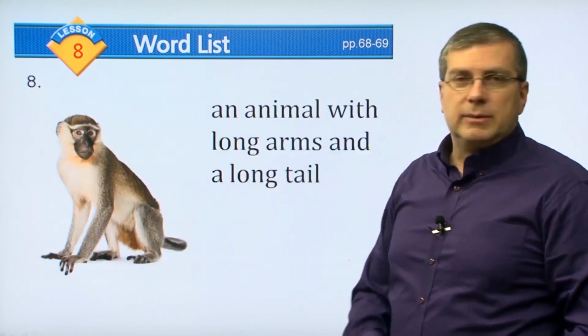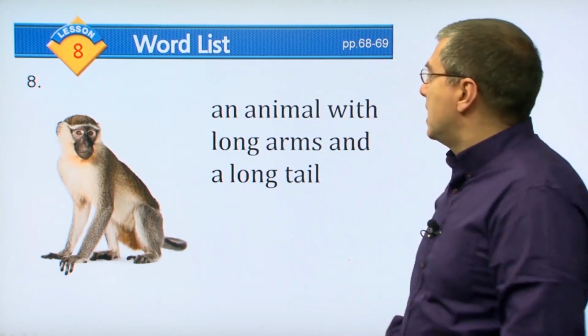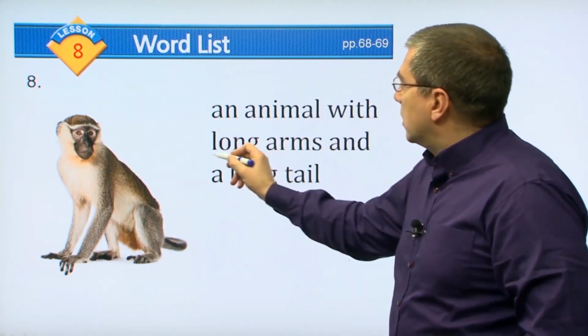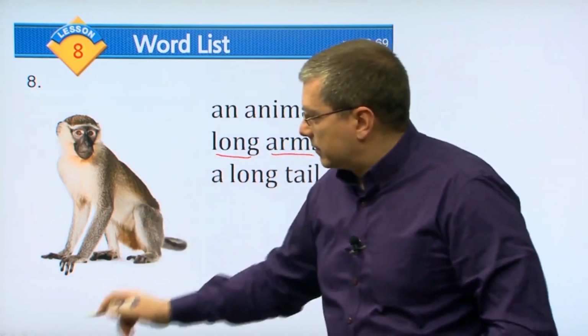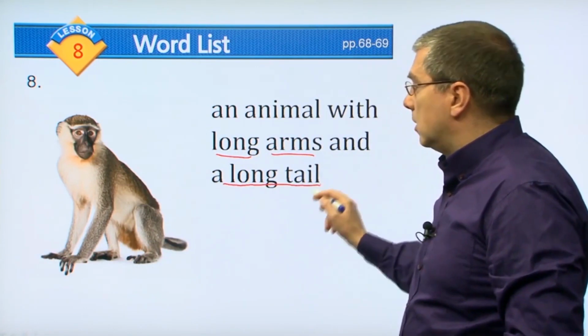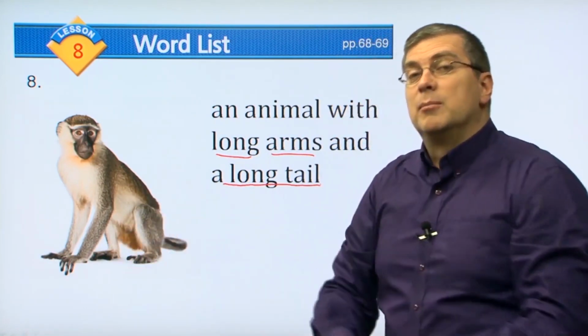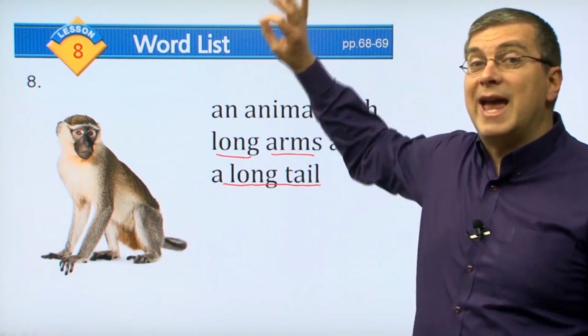What is this? We talked about this before. Do you remember what I said at the beginning of this lecture? This is an animal with long arms, right? He has long arms, right? And a long tail. So a long tail. Not just long arms, but also a long tail.